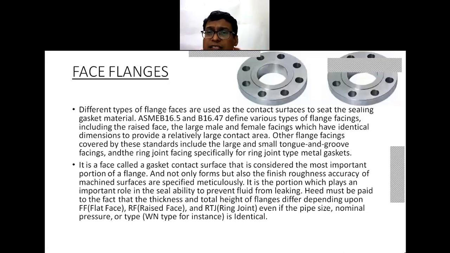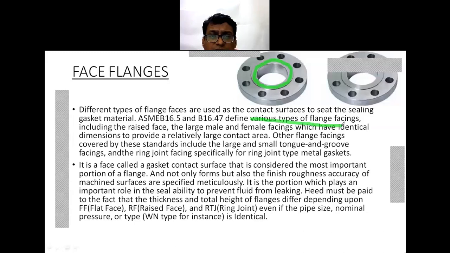Now in this case, the gasket will be available only on this raised face. It will not be for the complete face. The gasket will be available only on this raised face. The contact will be restricted to this raised face. So then the different various types of flange facing, the raised faces, the larger male and female facing flanges will be there. Then it is a face called the gasket contact.